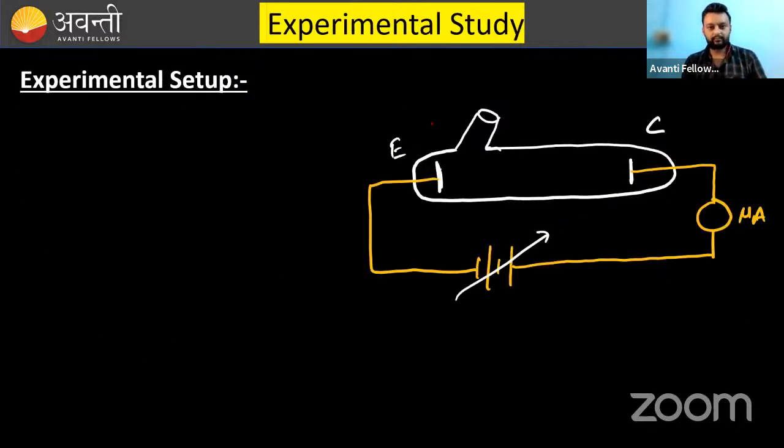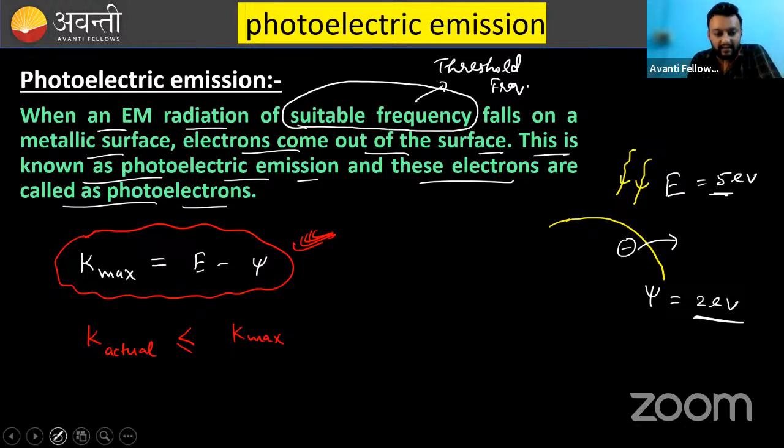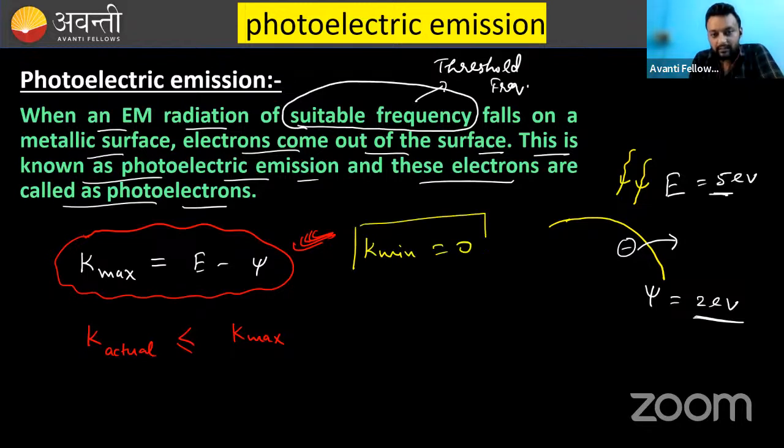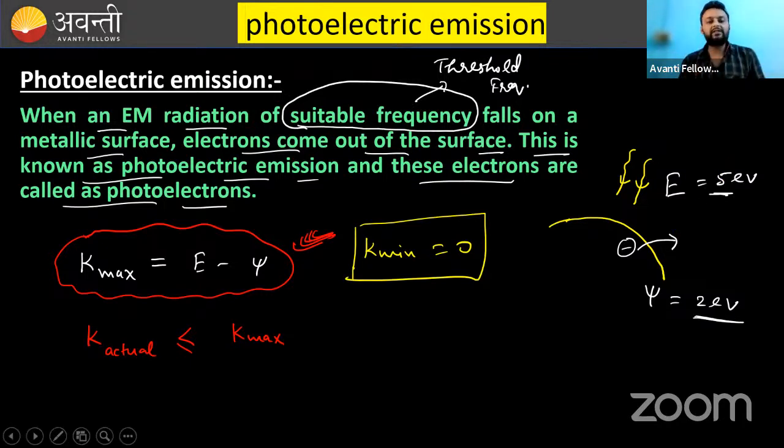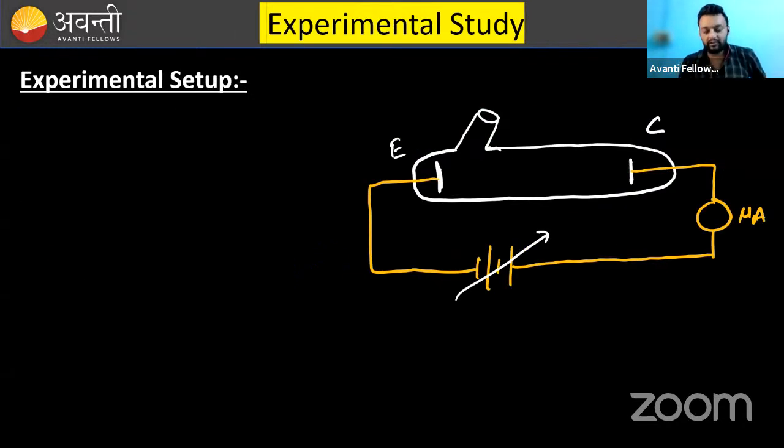Experimental setup. Okay, K minimum is 0. If in the previous topic K maximum is E minus psi, then what will be the K minimum? Very good question. K minimum equals 0. What does it mean? That the electron, after receiving that much energy, loses all its energy in the collision and just comes out. All its extra energy is lost in the collisions. Clear? So K minimum is always 0. But K maximum is E minus psi, where E is the energy of the photon and psi is the work function. Clear?